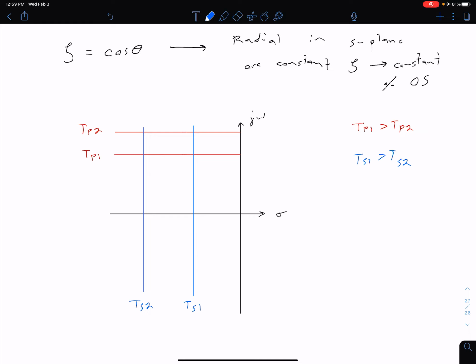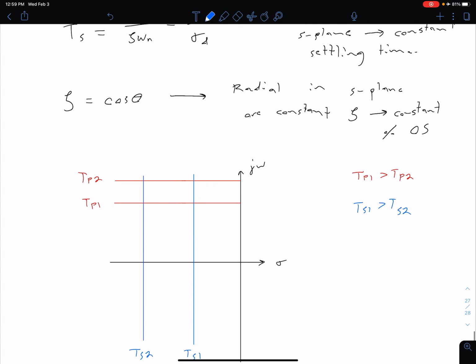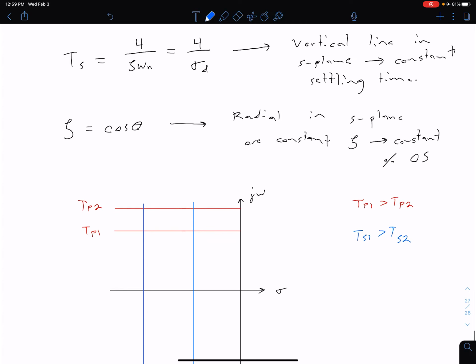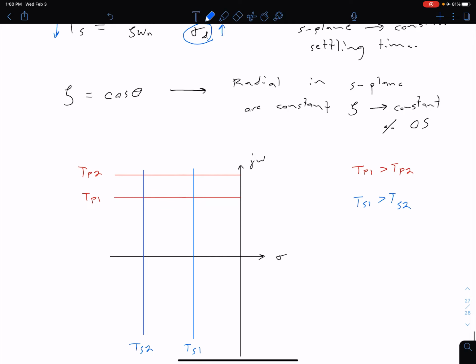And so basically what we're seeing is that the further away from the origin we are, the quicker our response is going to be. We've talked about this a little bit with our first order systems, but again, the basic idea is that the further left we are, the larger this value is, which means that our TS is going to be decreasing.